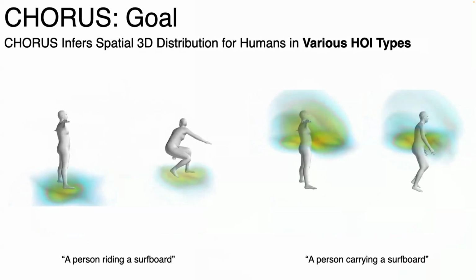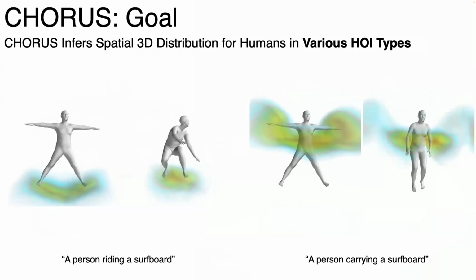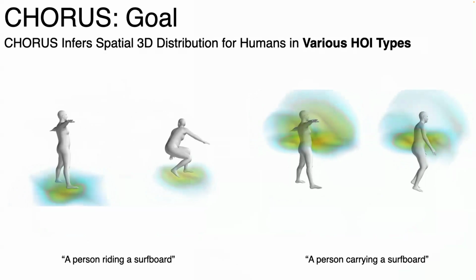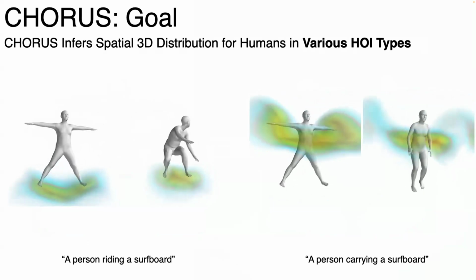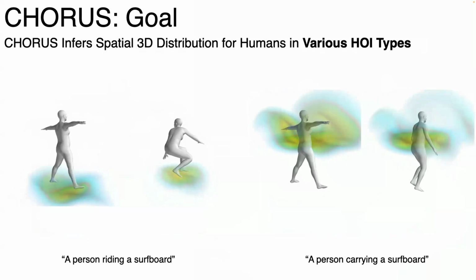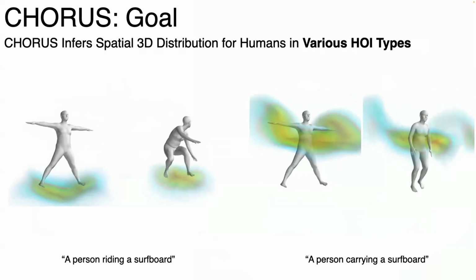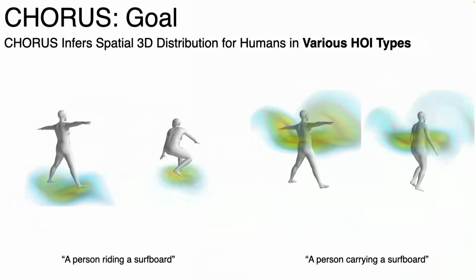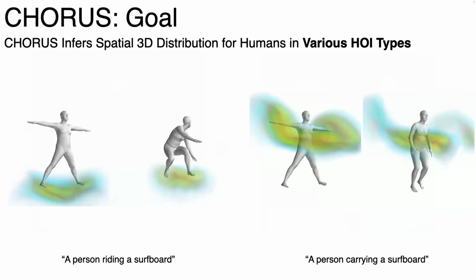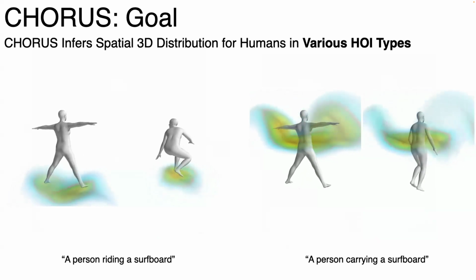More importantly, our model can capture diverse human-object interaction types given the same object category. For example, for a person riding a surfboard, our output can be something like the following. A person carrying a surfboard should be very different from riding a surfboard, and our model can capture such things as well.